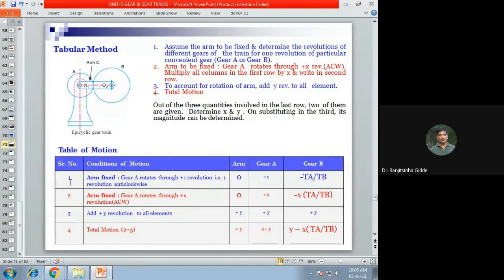लक्षात ठेवा, पहिला रो टेबल मधला, सिरियल नंबर 1 कंडिशन ऑफ मोशन आर्म फिक्स्ड, मग आर्म सी असो किंवा आर्म डी असो किंवा इरिस्पेक्टिव्ह ऑफ इट्स नेम. आर्म फिक्स्ड, gear A rotates through +1 revolution. That is 1 revolution in anti-clockwise direction. हे anti-clockwise direction मध्ये rotate होतोय. That's why we have written here +1 revolution.